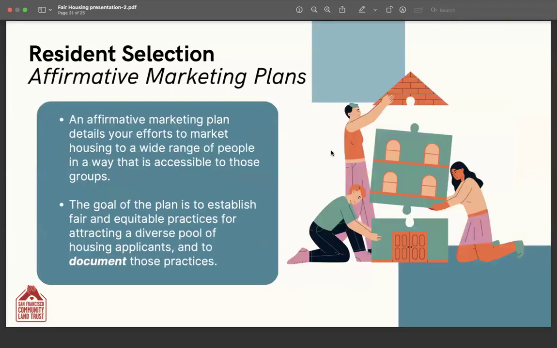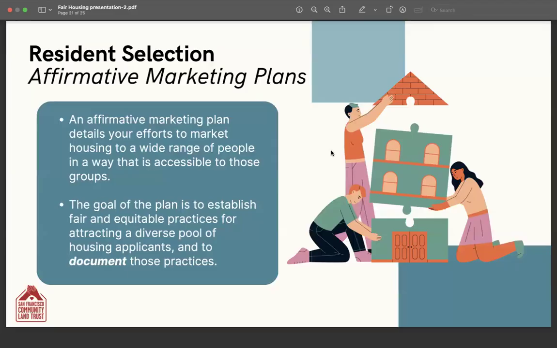Okay, a first best practice around resident selection is creating an affirmative marketing plan. So, an affirmative marketing plan details your efforts to market housing to as wide a range of people as possible in a way that is accessible to those groups. And the goal of such a plan is to establish fair and equitable practices for attracting as diverse as possible a pool of housing applicants and to document those practices.